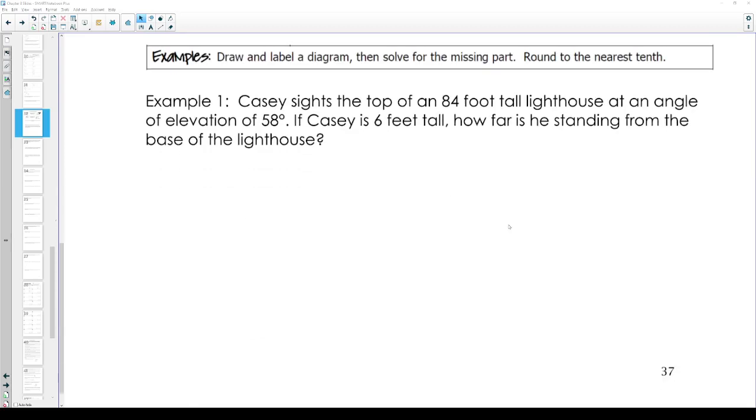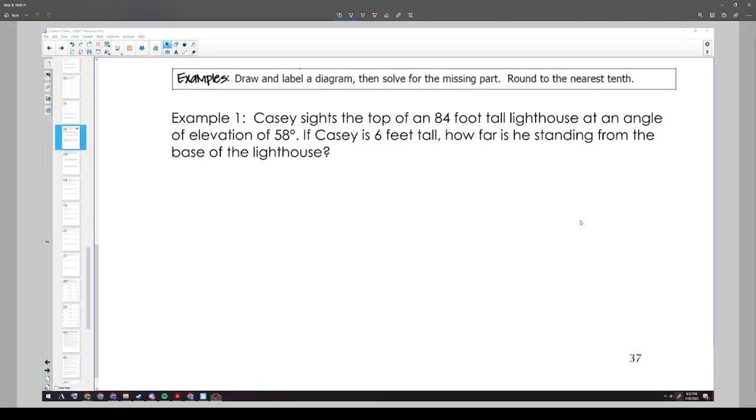This section tends to have lots of word problems because they are giving you scenarios, and this, I guess, is the example of the boy up above. His name was Casey. I didn't realize that. So he's looking at that lighthouse. It's 84 feet tall, so it's 84 here. And he's looking at an angle of elevation of 58 degrees. Remember, that's from the horizontal, so we're drawing this triangle right here, 58 degrees. He is 6 feet tall, and it asks how far he's standing from the lighthouse.